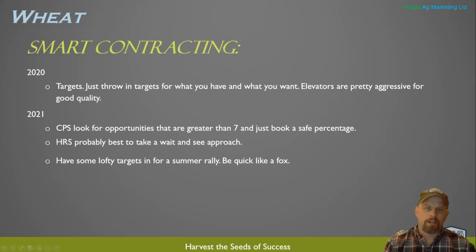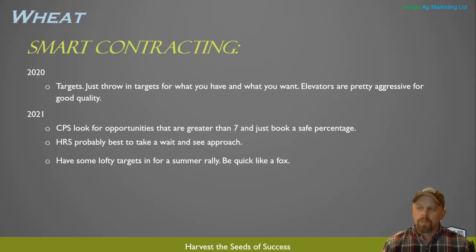Smart contracting, targets. You just throw some targets in. Throw them in what you want. I mean, elevators, if you've got good quality, elevators are pretty aggressive for good quality right now. 2021 CPS, if you're growing that, there's some really good opportunities above 7, and just book some safe percentage. I mean, you're making really good money at $7 CPS, especially on the yield on that stuff, right? And obviously, we all understand how CPS grows, right?